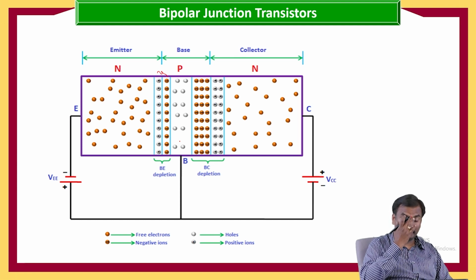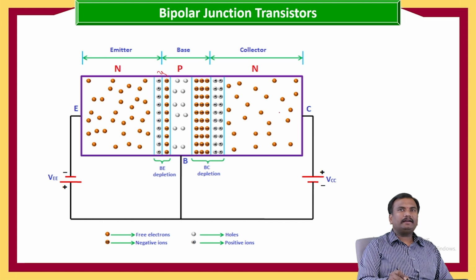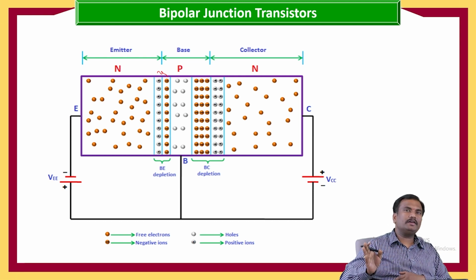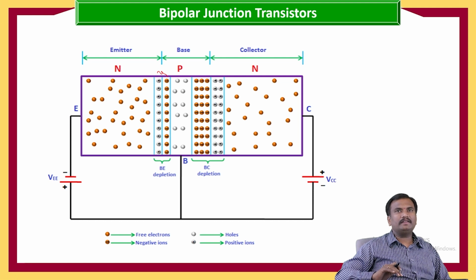Once those electrons move towards the collector, which is connected to the positive of the supply, the electrons are attracted by the positive of the voltage. So current flows from the input side VEE to the output side VCC. Like this, the current conduction takes place in the transistors.